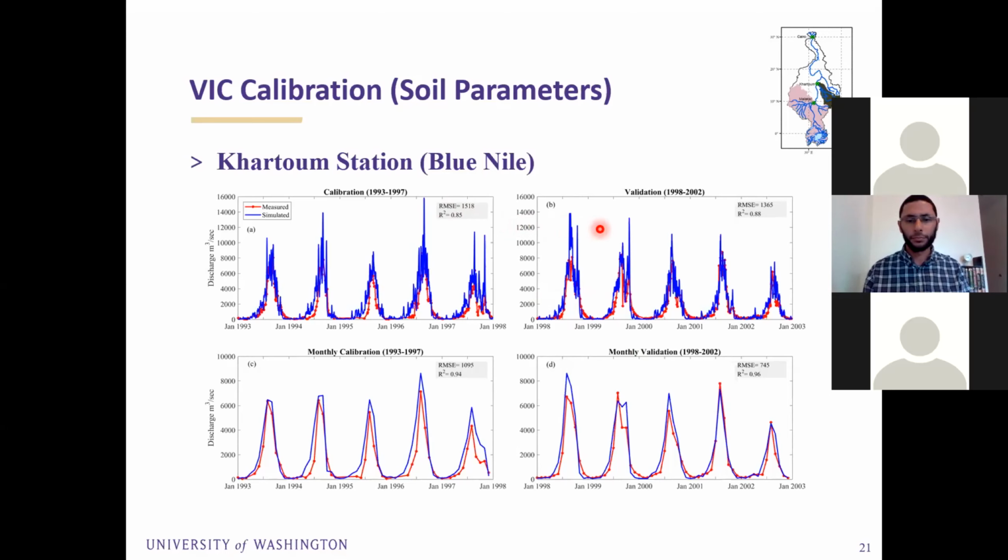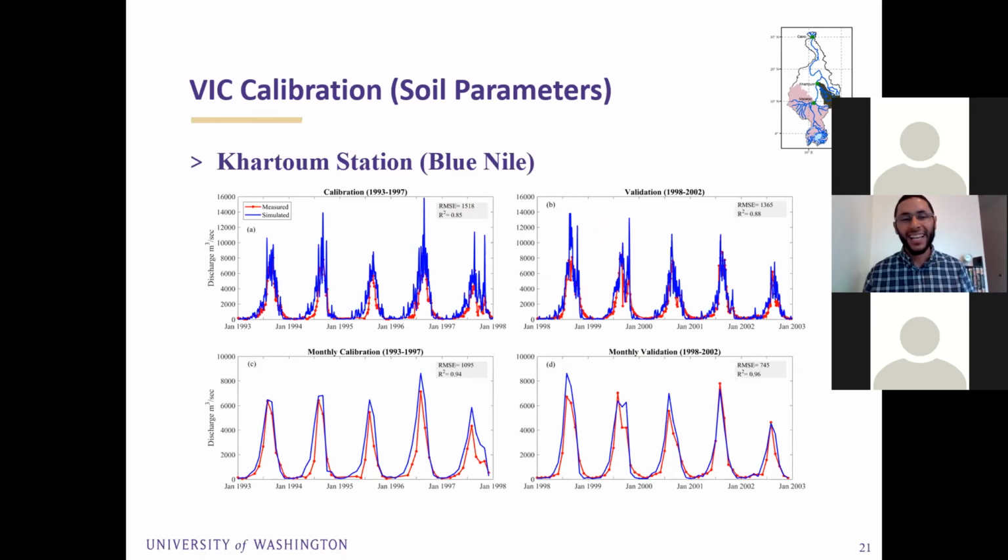So the top one is the actual and the bottom is what you simulated. Oh, let me check the colors again. Yeah, the blue one is the simulated. The red one is the measured. So my question is, the fluctuation between the red and the blue line is not like 100% matching.